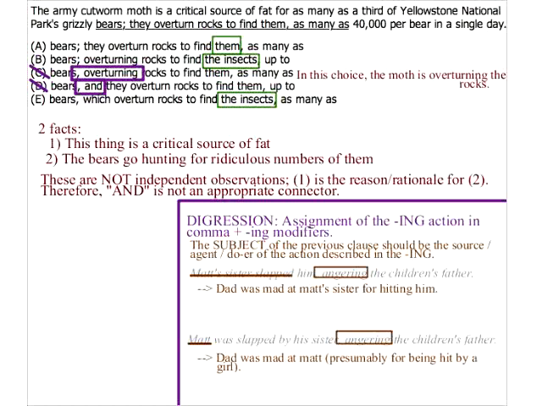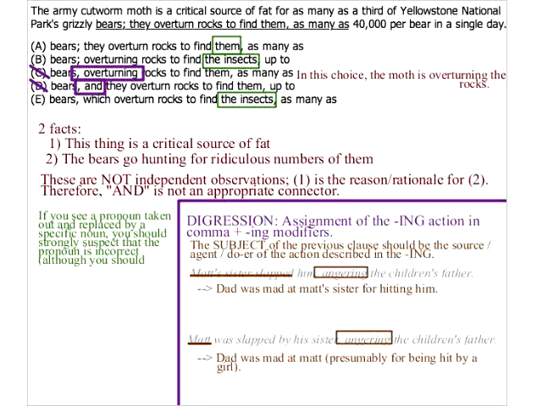So if you see a pronoun taken out and replaced by a specific noun, you should strongly suspect that the pronoun is incorrect, although you should still check. You should still check with pronoun rules.